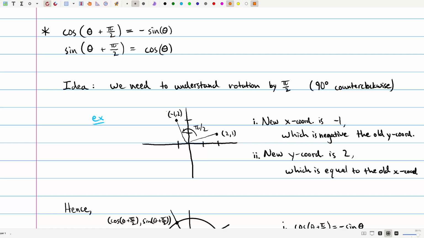So one striking thing here is that the numbers in this new point seem to be related to the numbers in the original point. We could guess that the new x-coordinate, well, there's no guessing here, it's minus 1, but we might say that that seems to be the negative of the y-coordinate of the original point, and the y-coordinate of the new point, 2, appears to be the x-coordinate of the original point.